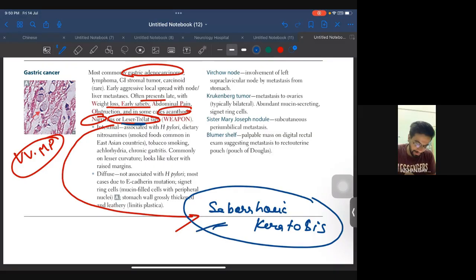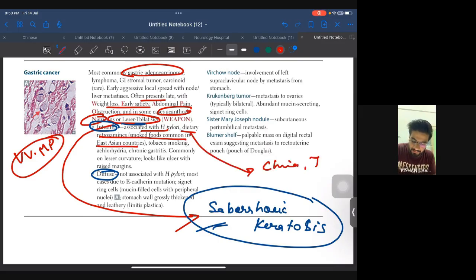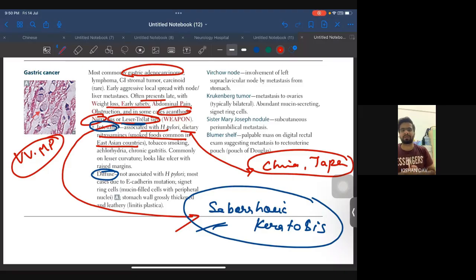Now there are two types, intestinal and diffuse. See the causes of both of them. Okay, causes are important. If it is intestinal, they will be associated with H. pylori. Dietary nitrosamine, smoked food common in East Asian countries, and here they will give you the example of China and Japan. A 60-year-old patient who is a resident of China now shifted to US, and there was all this problem. They will give you a question like this. You must have seen this in the UWorld.